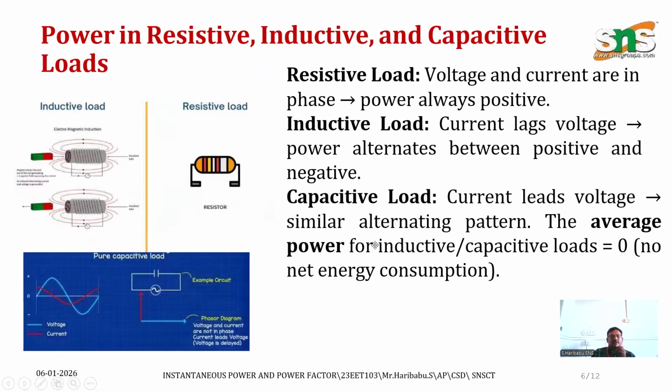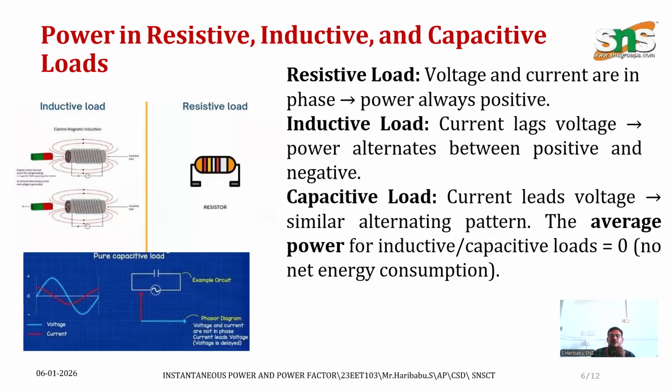Next, power in resistive, inductive and capacitive circuits. We can just see here. In resistive, voltage and current are in phase. That is, it will be the same phase. The power is always positive. Whereas in inductive, current lags voltage, so it will be lagging the voltage. So power alternates between positive and negative. In a capacitive load, current leads the voltage.